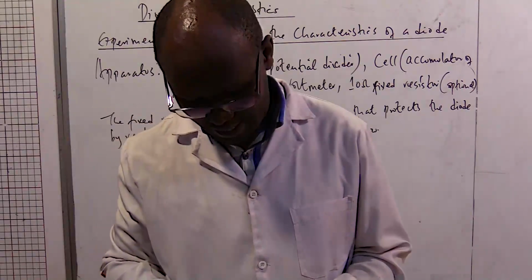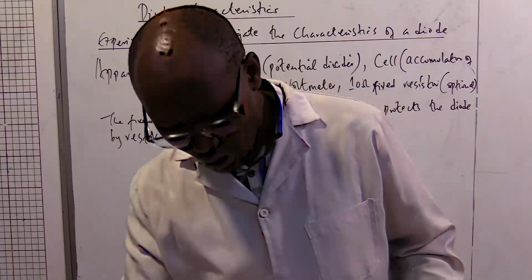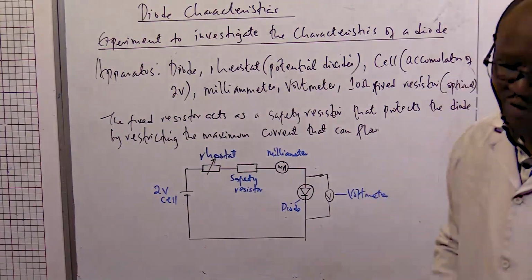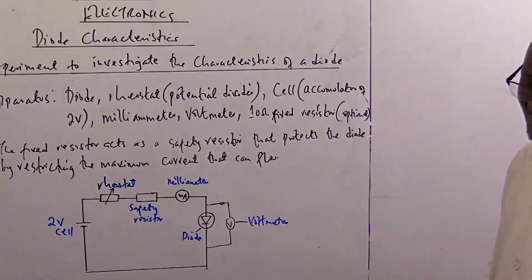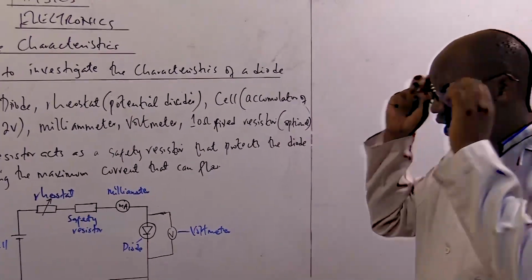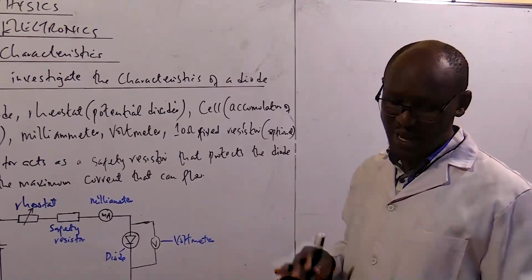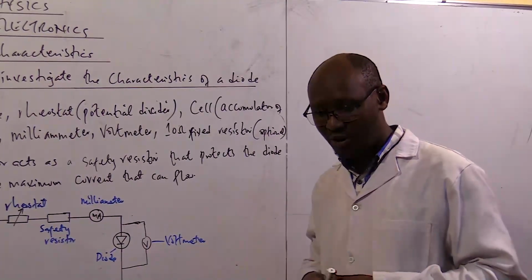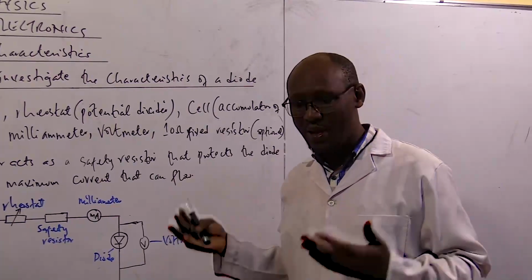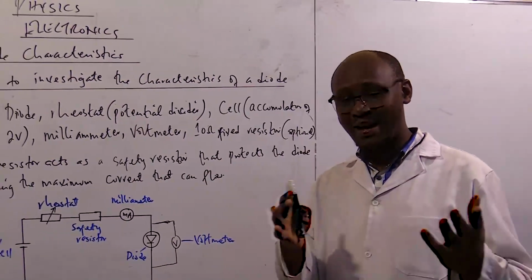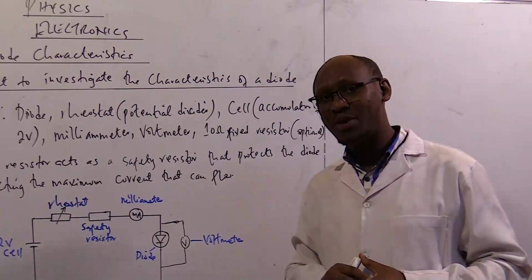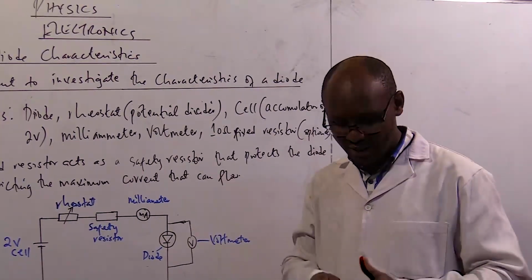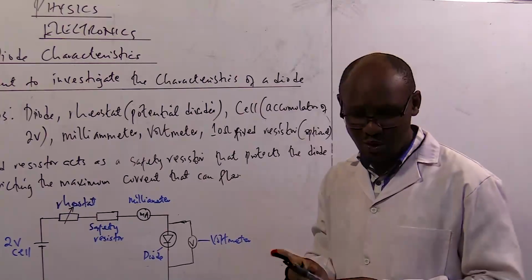So that is done. So how do you go about looking for the characteristics of a diode? I'll give you the simple procedure and what you're supposed to do. And then, of course, we'll explain the observation in the next lesson and probably give you some rough data that you can plot and confirm some of these things that we will be mentioning.